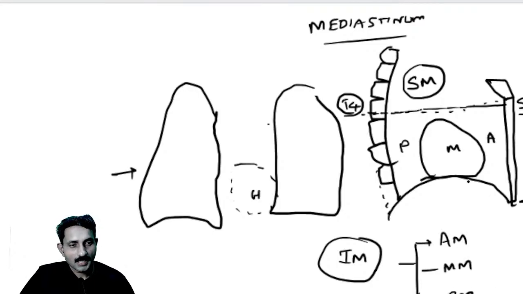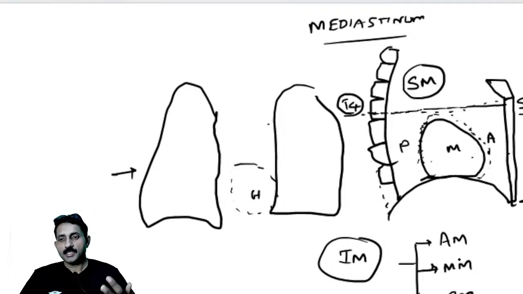Okay, what is anterior mediastinum? The space between the sternum and heart is called, in the correct sense, the space between the pericardium, because the heart is covered by a layer called pericardium. The space between the pericardium and the sternum is called anterior mediastinum. The space where the heart is lying is called middle mediastinum. The space between the posterior border of the heart along with its pericardium, and the vertebra, this is called posterior mediastinum.